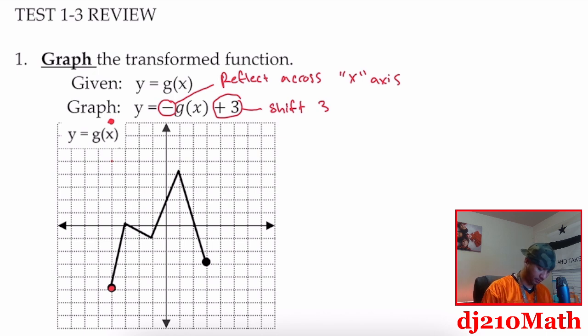All right, the point that's on the x-axis, again, reflecting it does nothing, but it shifts up 3. 1, 2, 3. So we can connect that dot. This next point, again, reflects up. So it's going to go here, then we move it up 3. 1, 2, 3.